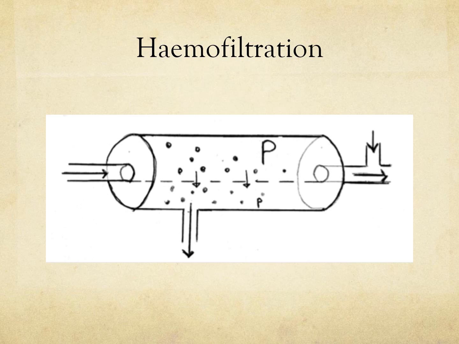The composition of the replacement fluid can be altered. Mainly the concentration of potassium can be either 2 or 4 millimoles per litre, and this will allow us to control potassium when it's high.